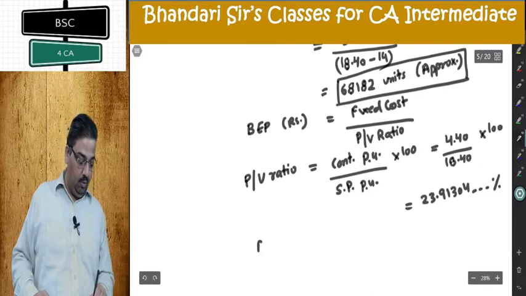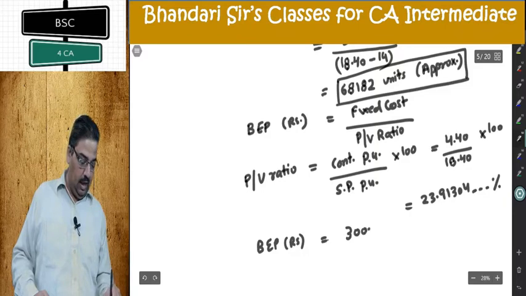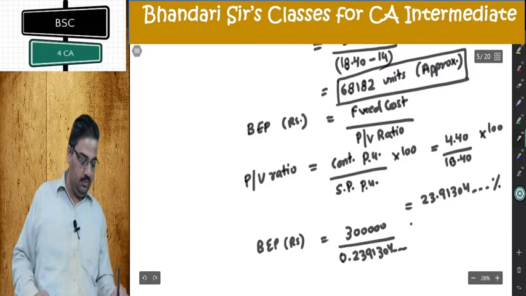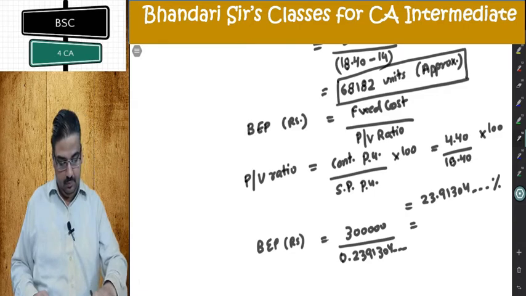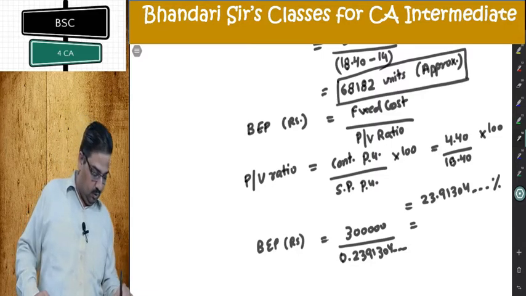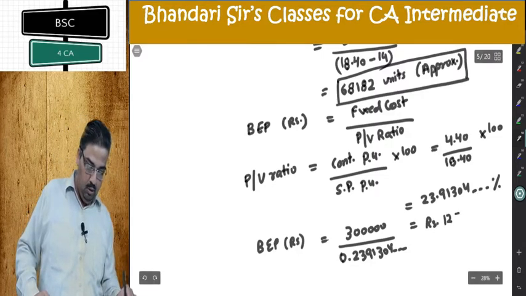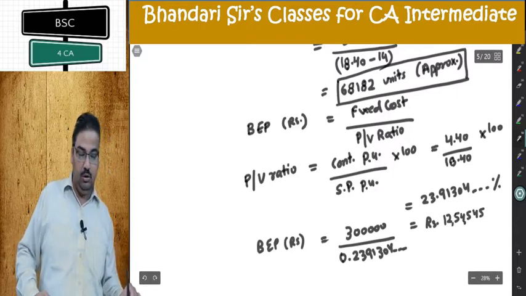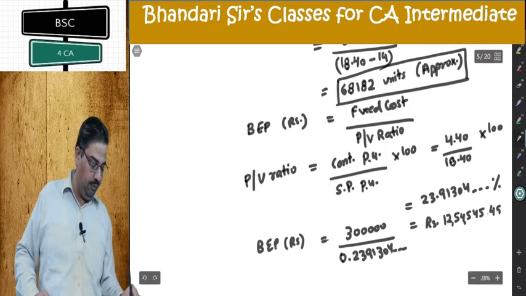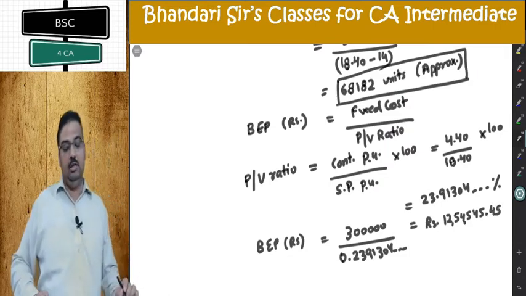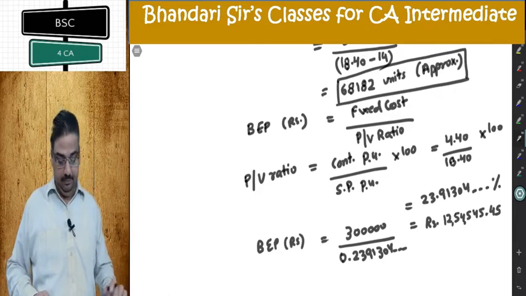So break-even point in rupees: 3 lakh divided by 0.2391304 dash dash dash. 3 lakh divided by this figure gives me rupees 12,54,545.45. So in rupees, this is the answer of break-even point. That is part number A.